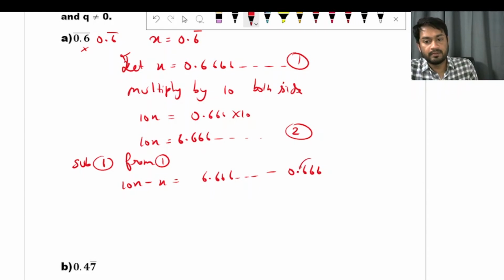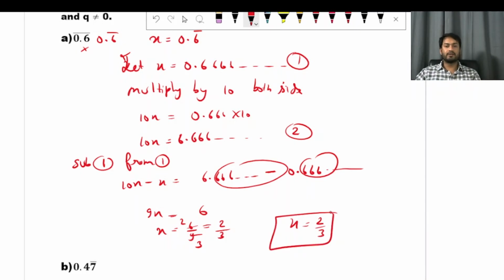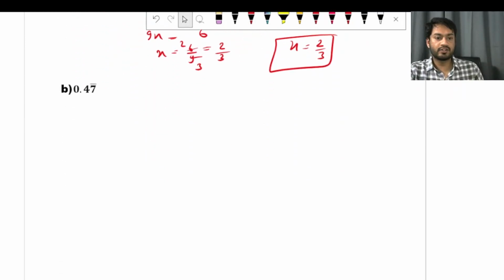So this whole term and this term will be cancelled, so we need to just subtract. This will become 6 and this will become 9x. So x will be equal to 6 by 9, or you can cut it to the simplest form. So it is 2 by 3. So the final answer is x equals 2 by 3. I hope, students, it is easy and you understand the concept of how to convert a recurring decimal into P upon Q form. There is another question.